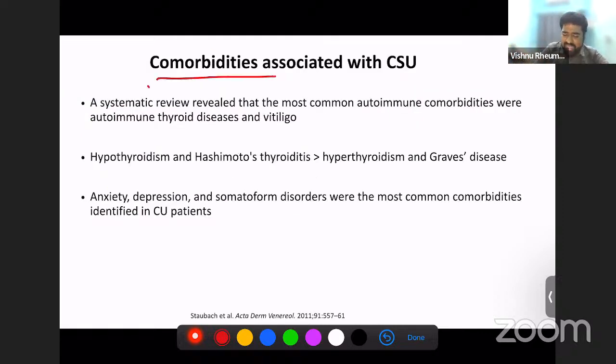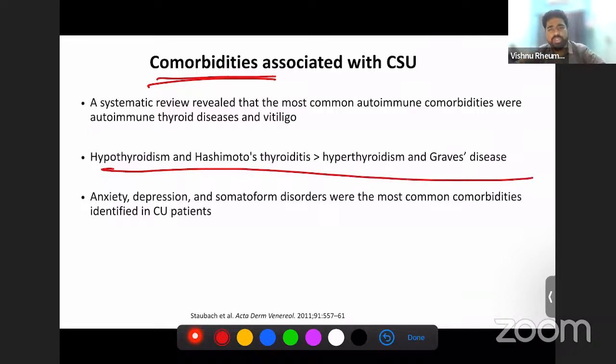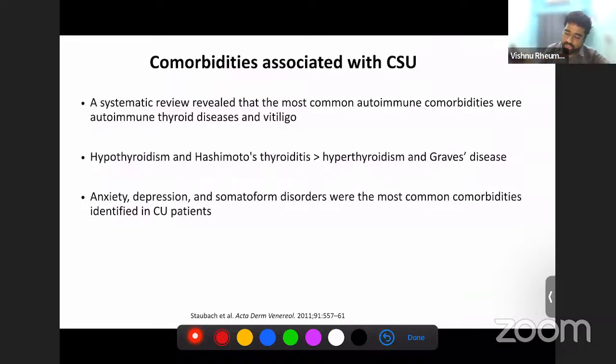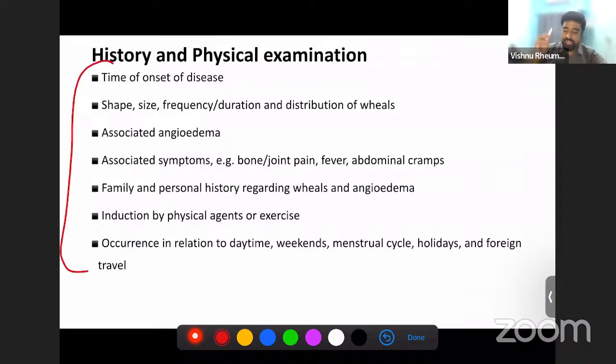So comorbidities are something that are associated with most autoimmune conditions, like hypothyroidism, Hashimoto thyroiditis, Graves. All of these are associated with most autoimmune disorders. So these are various history and physical examination points that you should do when a patient comes.